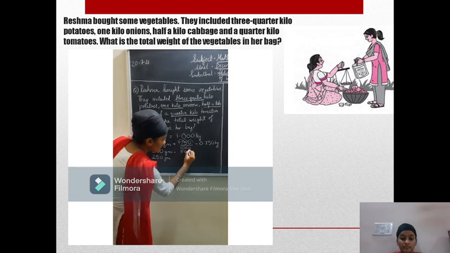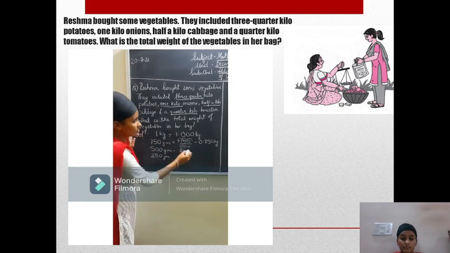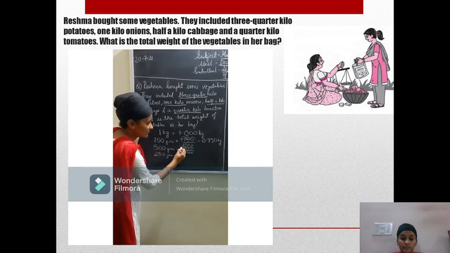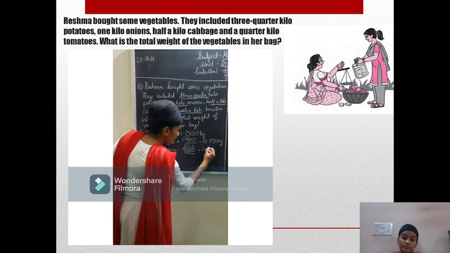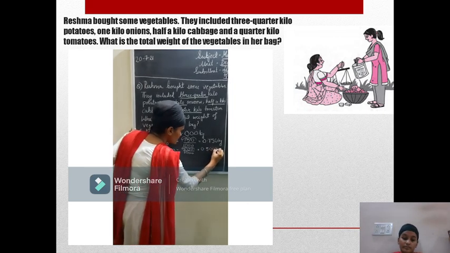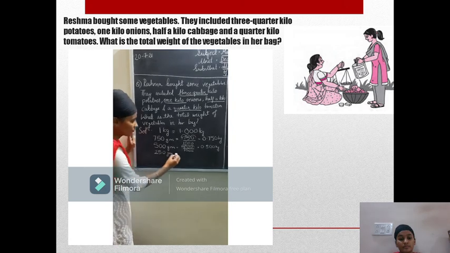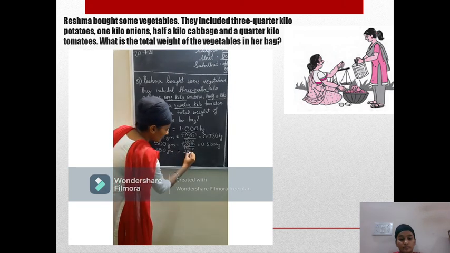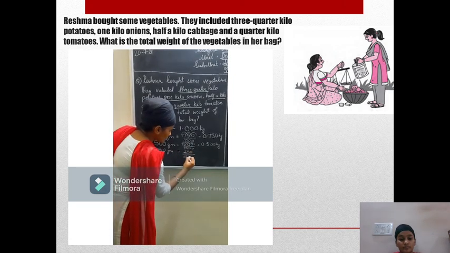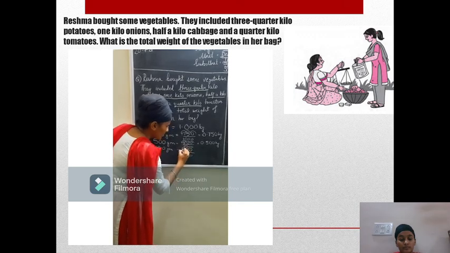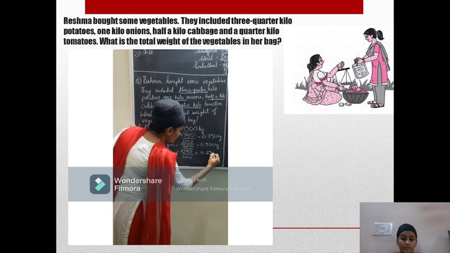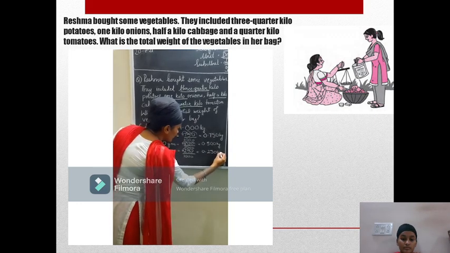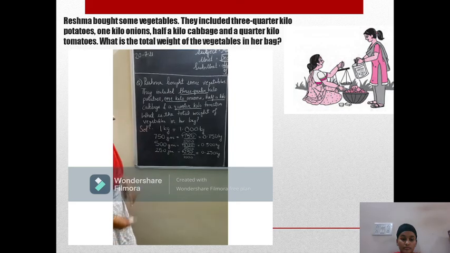For 500 also, you will divide it by 1000. So 500 divided by 1000, again you will check the zeros 1, 2, 3. So the decimal point goes here, and the answer is 0.500 kgs. And 250 grams will be 250 divided by 1000. You will check the zeros and this will be 0.250 kgs.